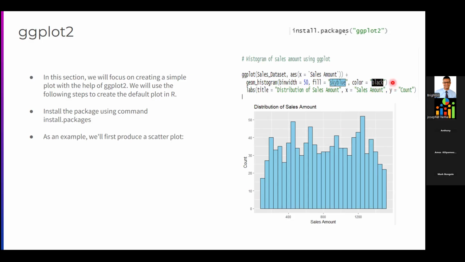Then you have to add or concatenate again with the labels. And in terms of labels, we need 3 labels. We need the label for the title. So the keyword there is title, distribution of sales amount. Then the label for the x-axis is sales amount, as you can see here. And the label for the y-axis is count. As you can see here, you have your count. So basically, this tells you the distribution of sales in terms of count.